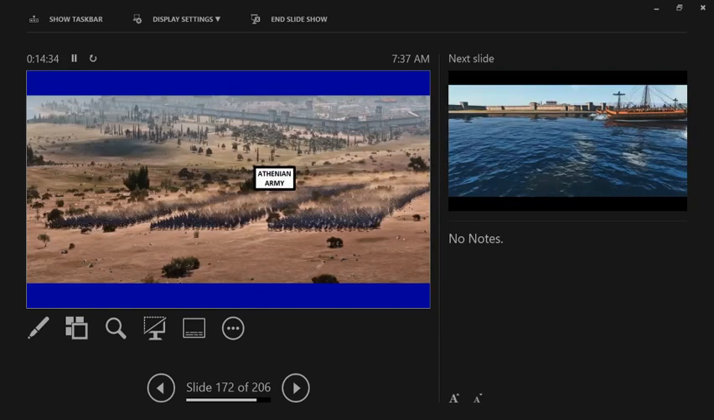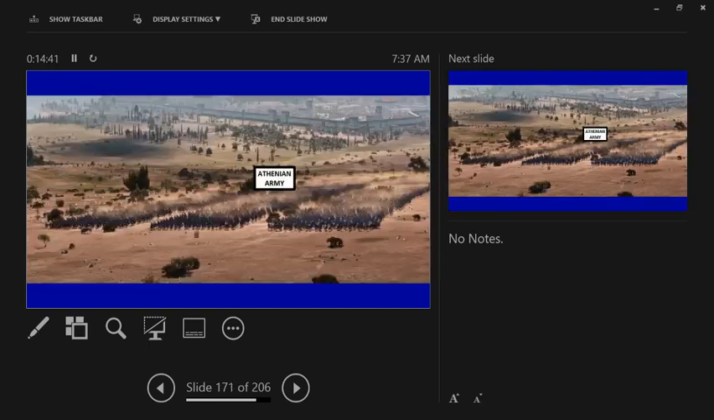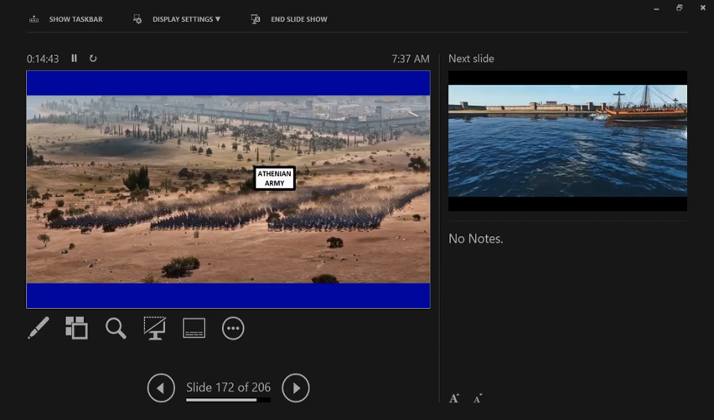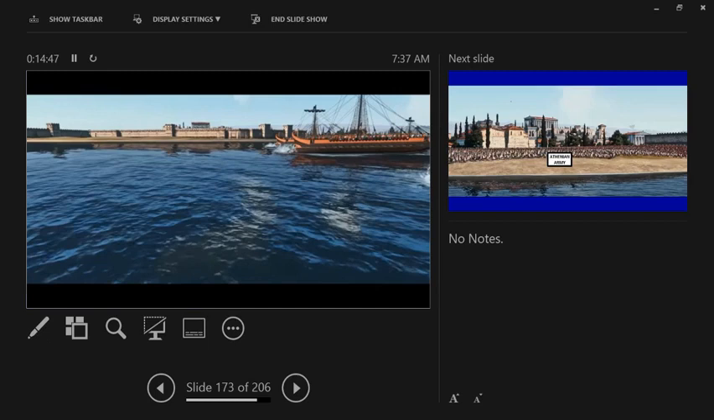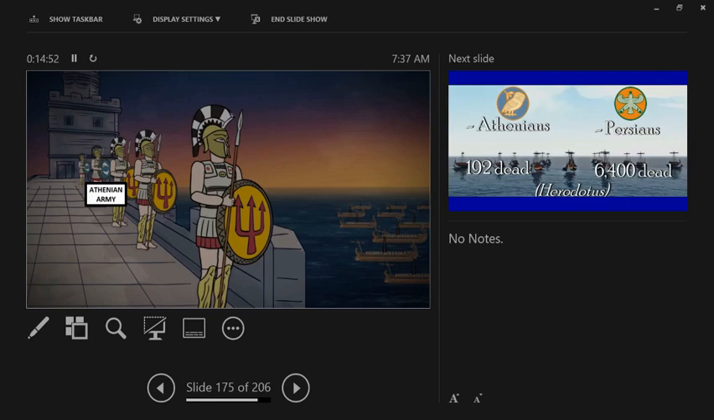The Persians sail around, and it's a race back to Athens. So the Persians are trying to get to Athens before the army gets there. The army is trying to get to Athens before the Persians get there. And when the Persians show up, the Greek army is right there ready for them. And so the Persians say, all right, that's it. We're done.